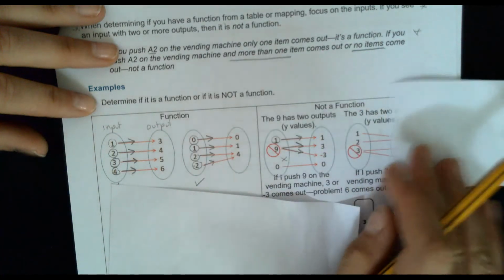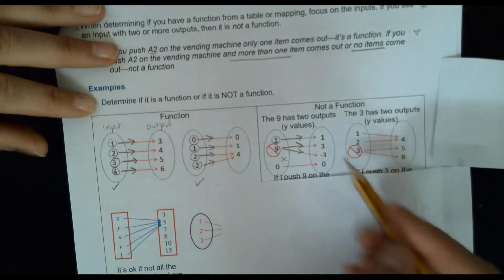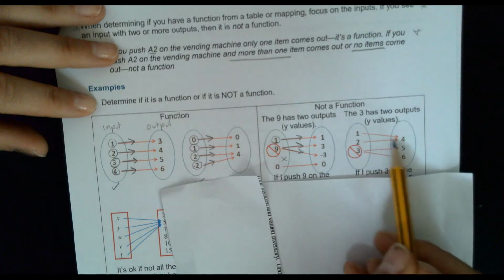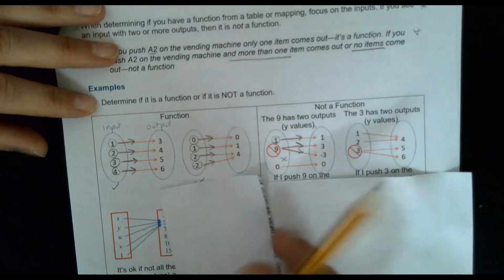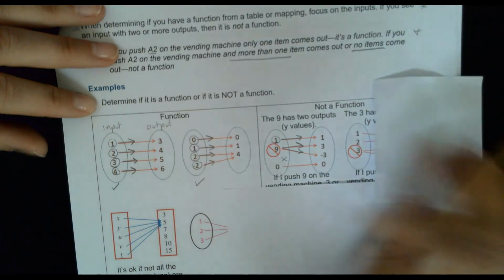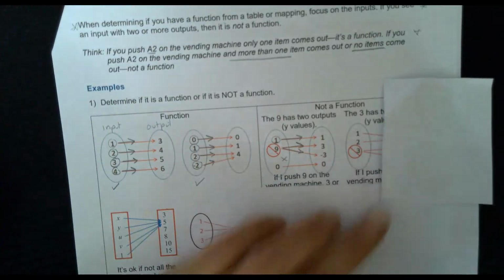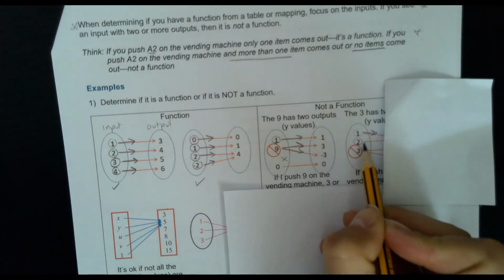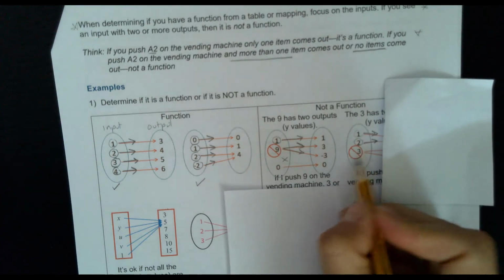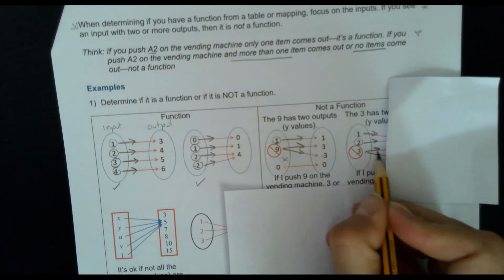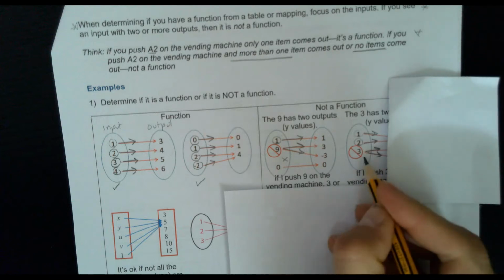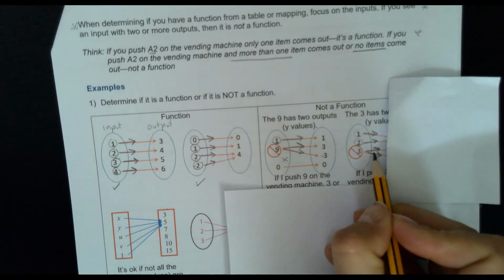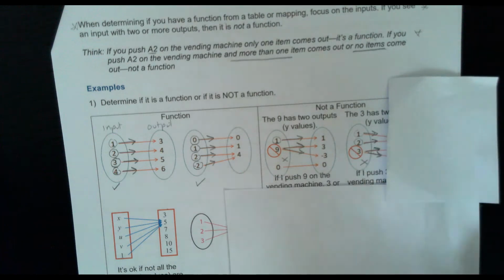Okay, let's look at the next one here. Is this a function? It's confusing. Look, these are both pointing to 4 and this. So don't look at the output. Just go. If I push the 1, one thing comes out. If I push the 2, one thing comes out. If I push the 3, 2 things come out. That's a problem. So I push the 3 on the vending machine and pop and chips come out. 2 things. So that's not a function.